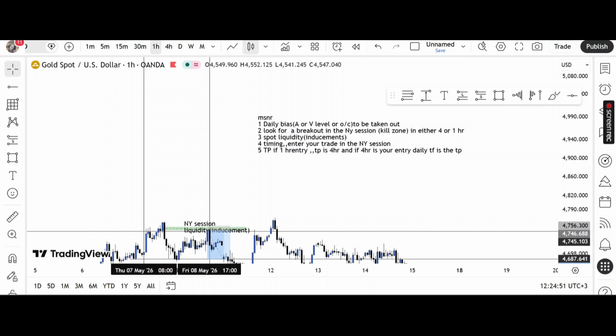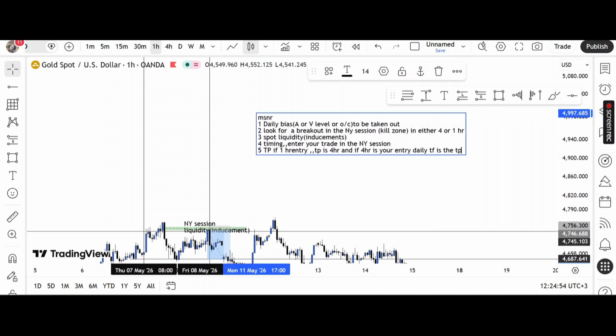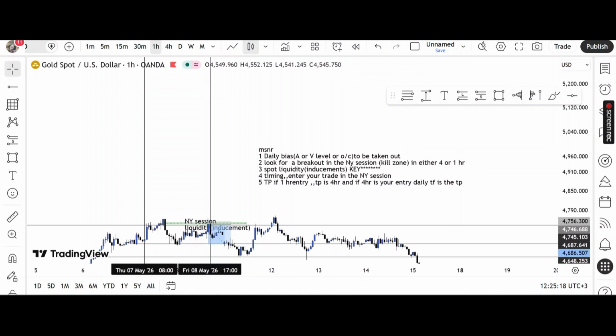Then you must spot liquidity. This is key. That is the main thing actually. You spot liquidity. Then your timing to enter the trade is in the New York session, or don't enter the trade at all. If not the New York session, you don't enter. For Malaysian SNR, that's how you use only the New York session, when there is a lot of volume in the market. And practically that's how it was.